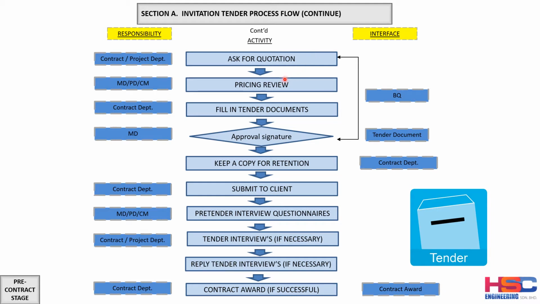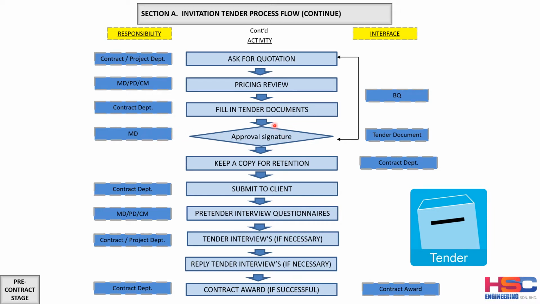And after that, once all the documents and quotations have been received and the pricing has been put in, the contract manager needs to give the pricing review to the managing director. Once the contract department fills in the tender document and the tender pricing in the BQ, they will get the approval from the managing director.